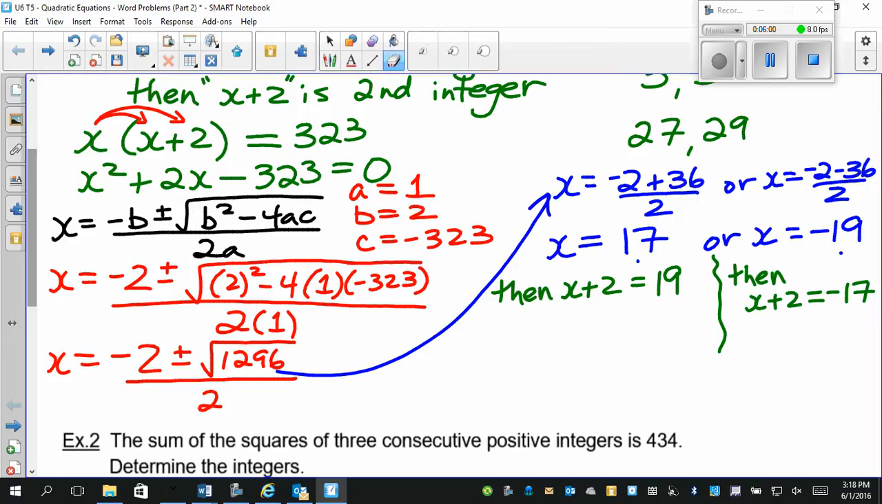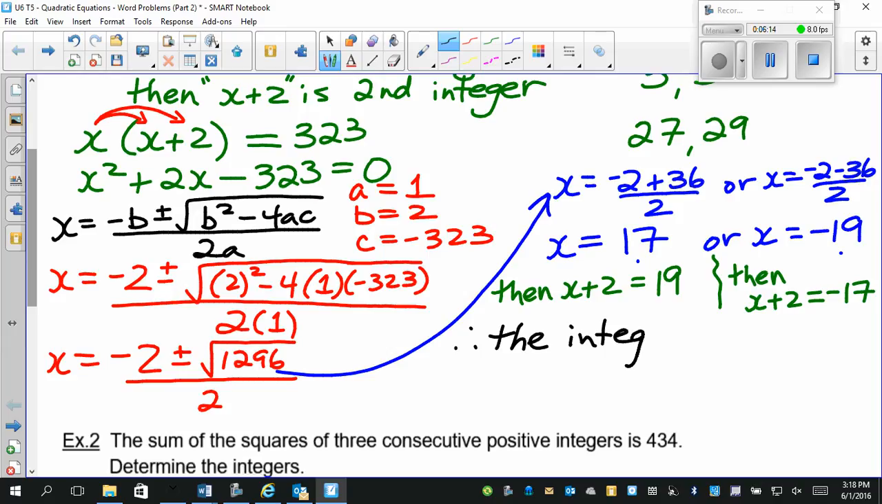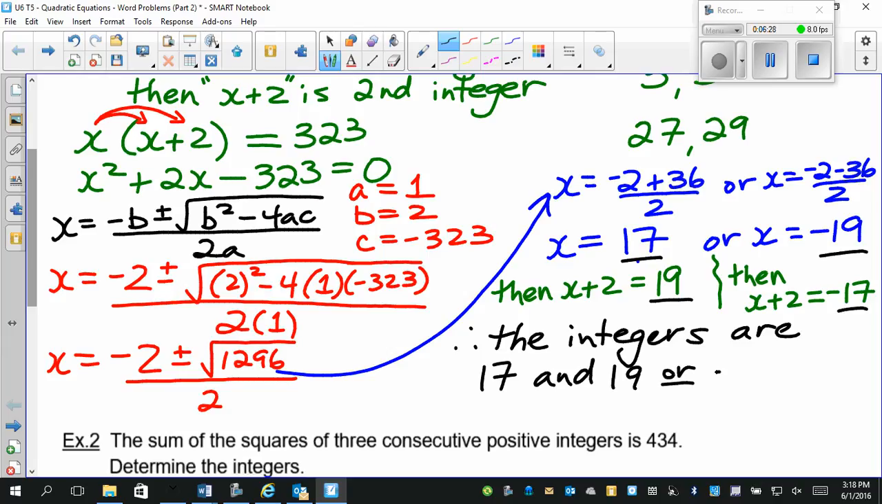So that means when I write my statement at the end here, I just got to be aware of this. Therefore, because they asked me to just determine the integers, the integers are 17 and 19, or negative 19 and negative 17. Okay, so that's our final statement there.